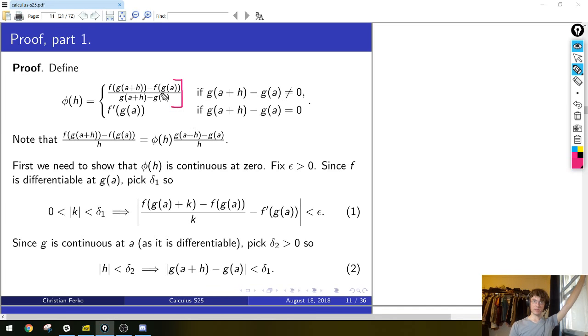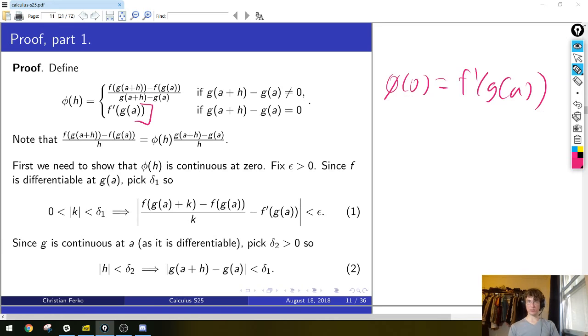and this was the algebra we just did a moment ago, so we want phi to be equal to this quotient whenever the denominator is non-zero. So we can only define this quotient when g of a plus h is not equal to g of a, because if they were equal, the denominator would be 0. So this was the first condition we want phi to satisfy. The second was that we wanted phi of 0 to be this composite f prime of g of a, which appears in the chain rule, because that's the thing that we're trying to prove this limit is equal to.